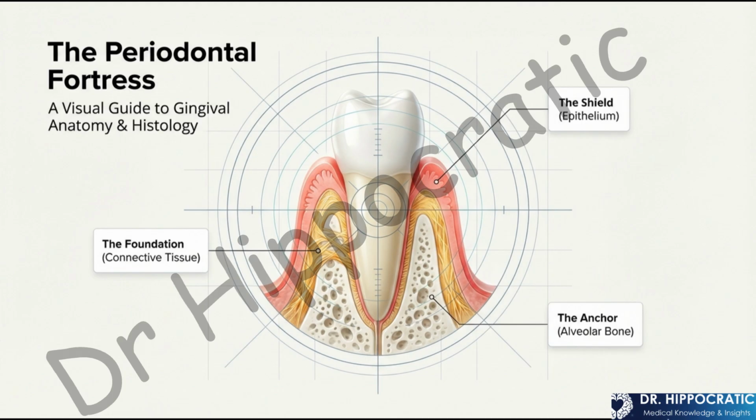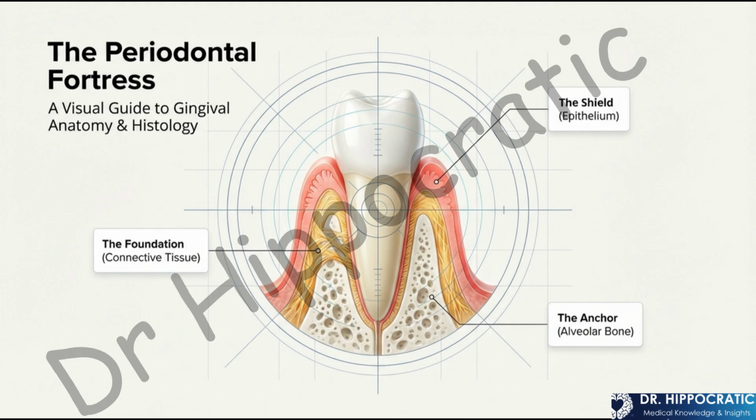Every single cell and microscopic fiber has a specific defensive or structural purpose. We aren't just looking at tissue, we are looking at armor, moats, drawbridges, and siege rigging. Well, let's open those blueprints right now. Looking at slide 1, it's titled The Periodontal Fortress, and it introduces the 3 main structural components of this stronghold. You've got the epithelium, which the slide labels the shield. Then beneath that is the connective tissue, which is the foundation. And finally, you have the alveolar bone acting as the anchor. Yep, those are the big 3.